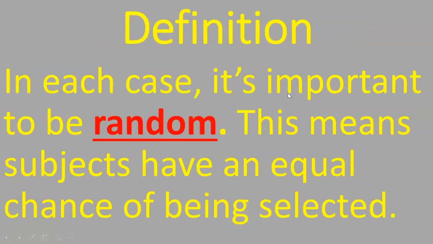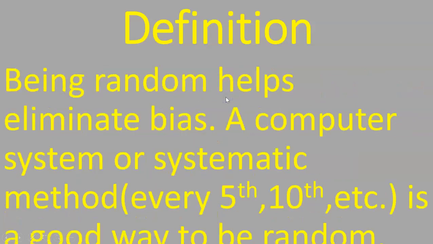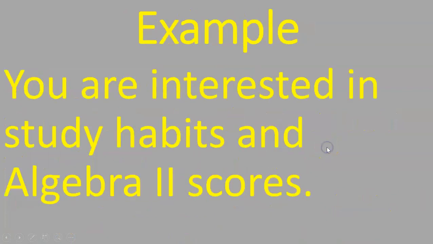All right, random is very important in all three. In each case, it's important to be random. Everybody gets an equal chance. Okay, you don't want to put your own biases into it. You want everybody to have an equal chance. A computer to pick it, or say getting every 5th or 10th person and so forth would be an example of random. Okay, the purpose again is to eliminate bias, and you can see again that a systematic method or just a random number generator on a computer is good to use here.